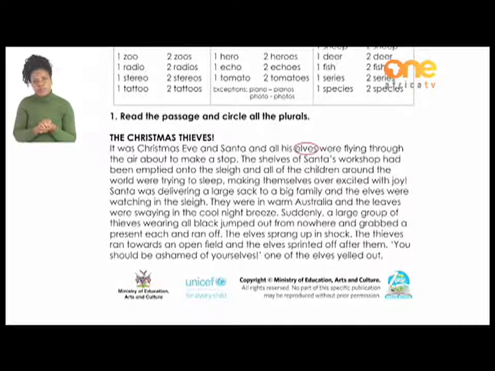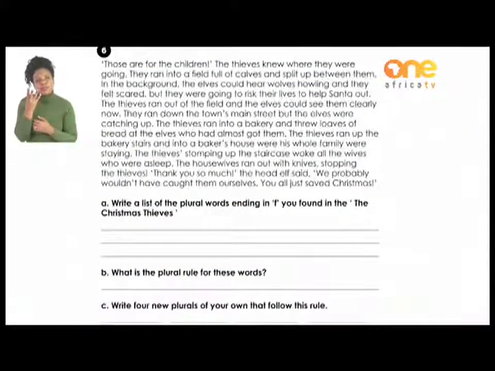So we're going to end there. Now we turn to page 6 and look at the questions. A, write a list of all the plural words ending in F you found in the Christmas Thieves. B, what is the plural rule for these words? C, write 4 new plurals of your own that follow this rule. So this means you go back to the block on page 5.